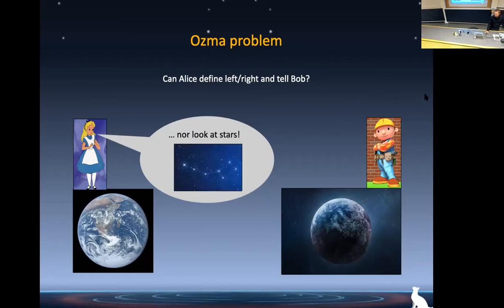And also we cannot refer to shared pieces of the sky. Otherwise you could have said the same with the constellations. They are symmetric. So you could have said the brightest star is the one on the left or on the right.